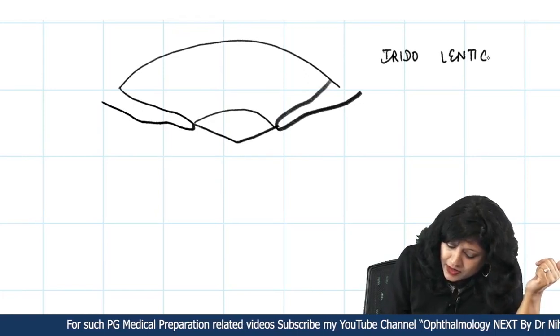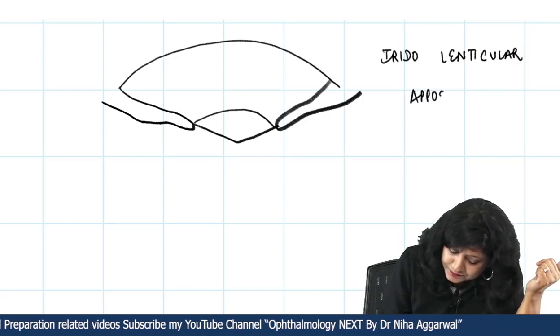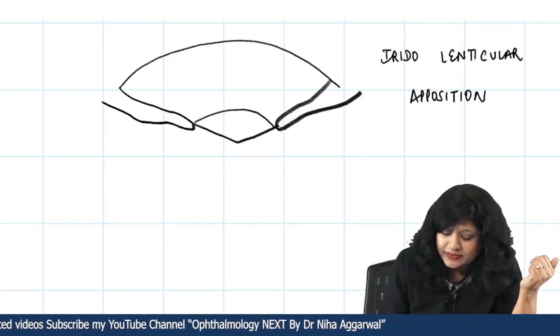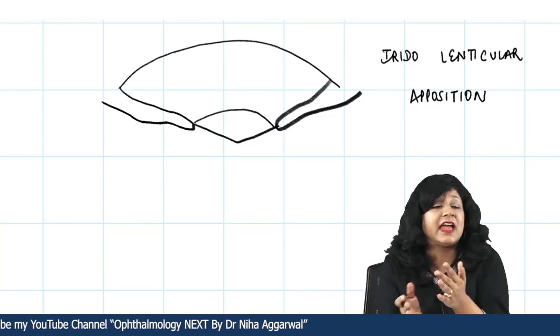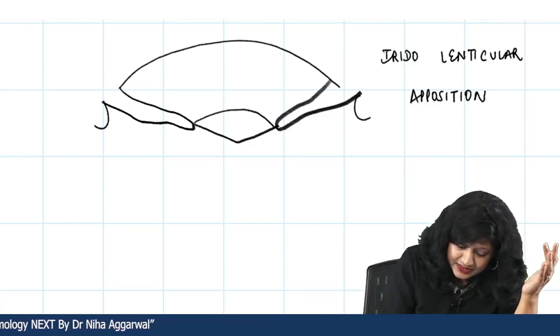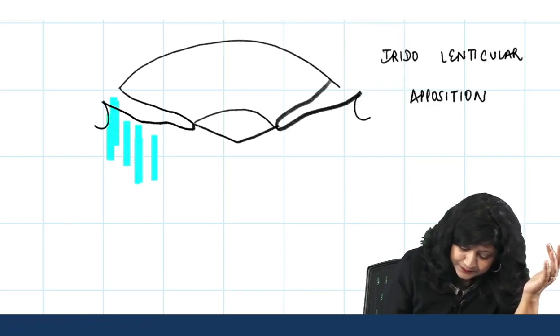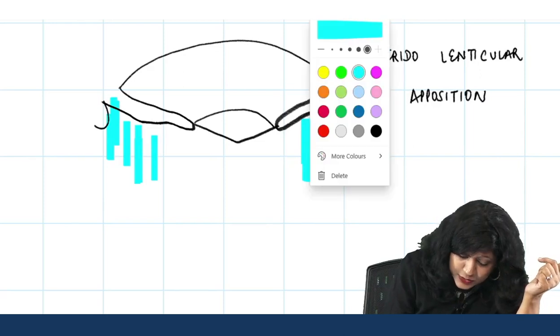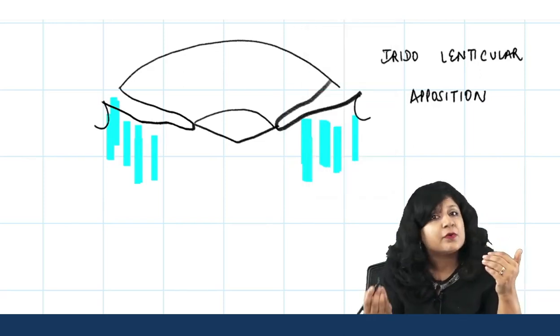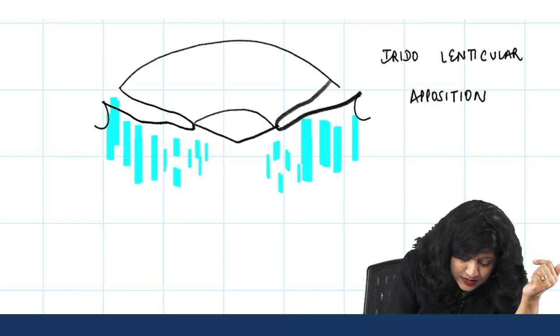iridolenticular apposition. So there is a contact between the iris and the lens, due to which the ciliary body behind it, which is making the aqueous humor, now does not have any space for this aqueous humor to pass, because it has to pass through the pupil and you do not have any space for the passage.